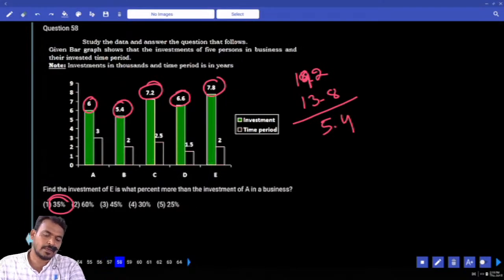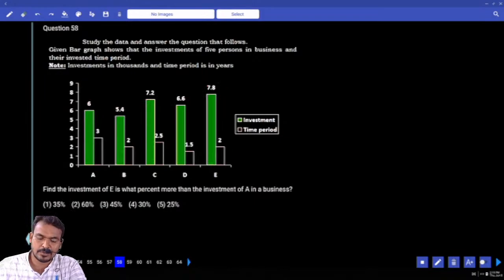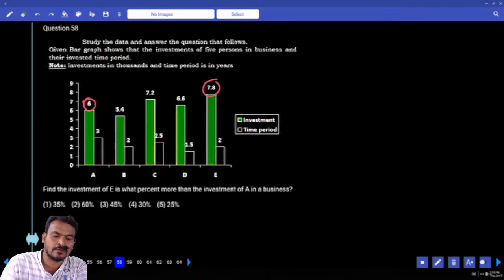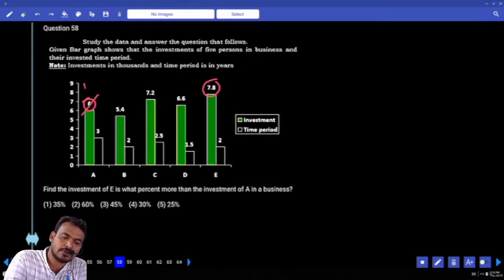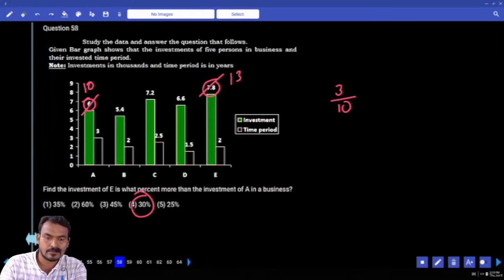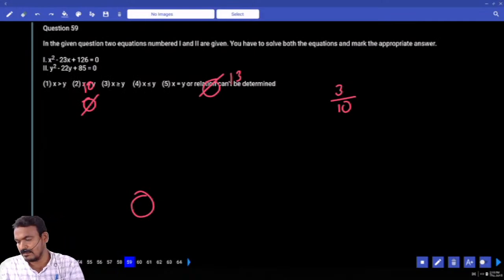58. Find the investment of E is what percent more than the investment of A in business. For the E investment 7.8, A investment 6. And 6 how many times? 10 times. 6 how many times? 13 times. How many parts are more? 3 parts. 3 upon 10. 3 by 10 means 30%. 59.